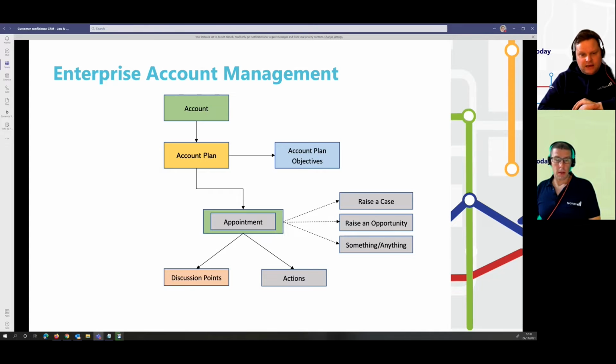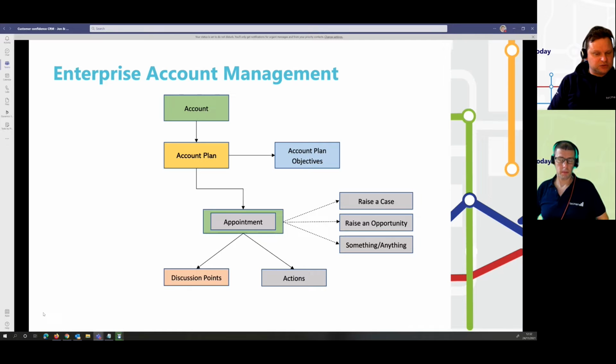So from the account plan, with these arrows here, it's essentially a one-to-many relationship. The account plan would have many account objectives, and the account plan would also have many appointments against it. Throughout the duration of the account plan, you would have multiple appointments, and each appointment would have multiple discussion points and then actions. The discussion points are things that you want to discuss with the account as part of the appointment, and the actions are things that you would want to follow up as part of that appointment as well.